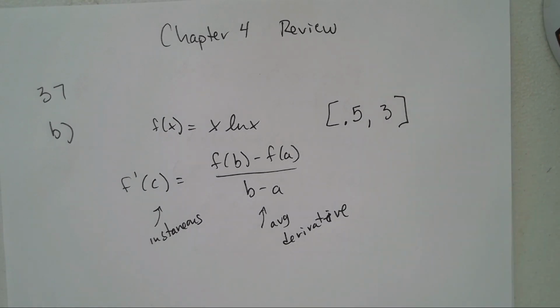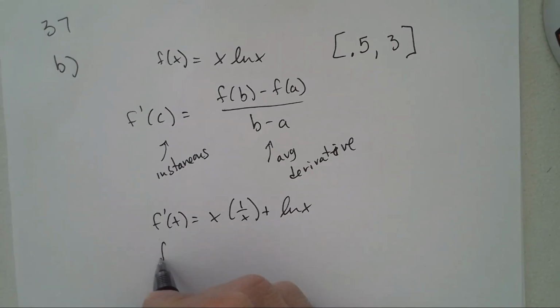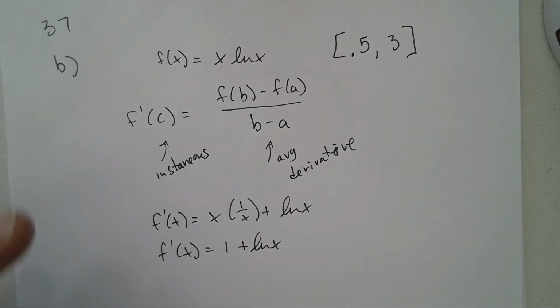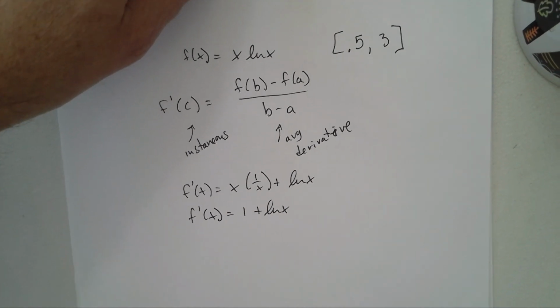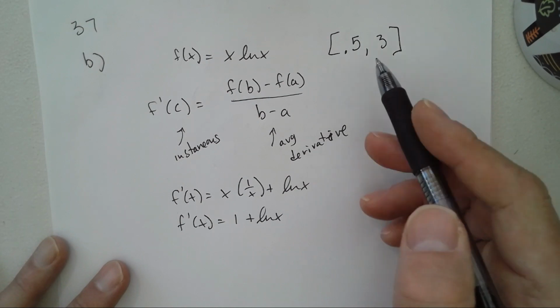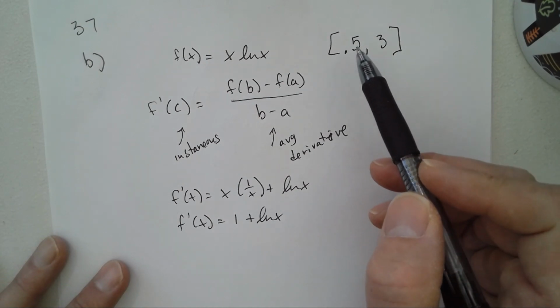Okay, so find the derivative, f prime, product rule, so x times derivative of natural log plus 1 times natural log. Okay, so our derivative is 1 plus natural log of x. And our average derivative is literally just the slope between these 2 points. You're going to have from x value of 0.5 to 3.